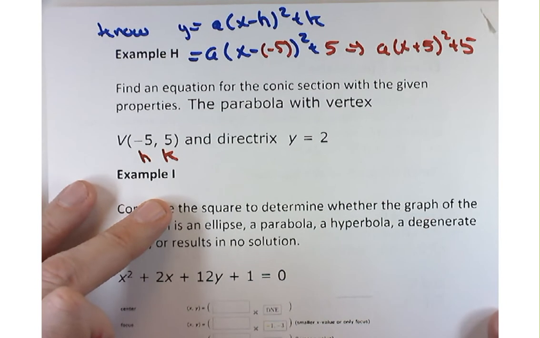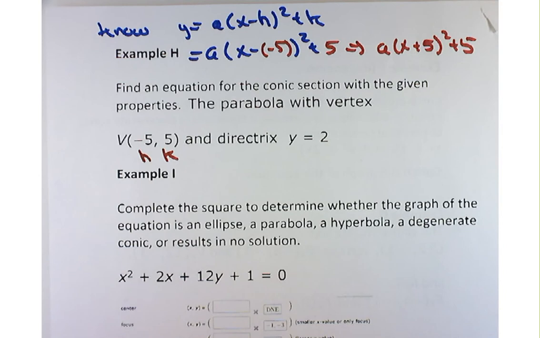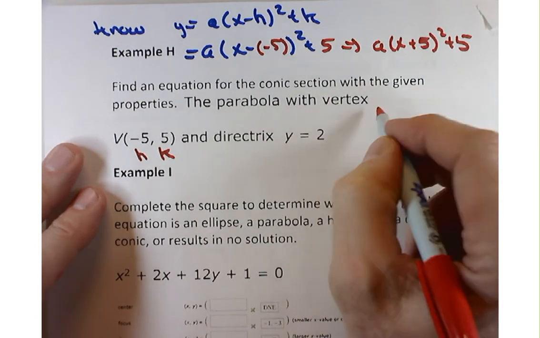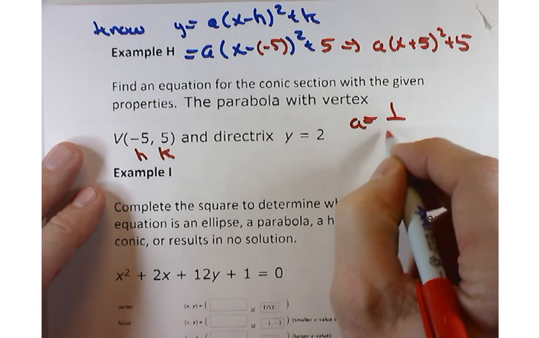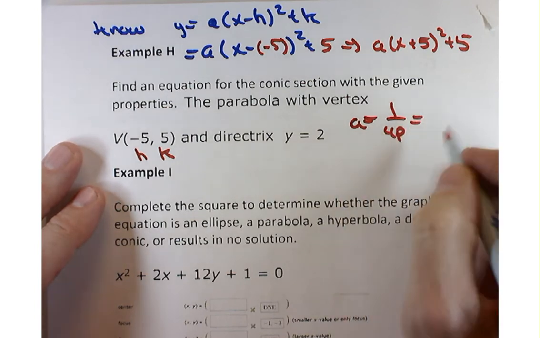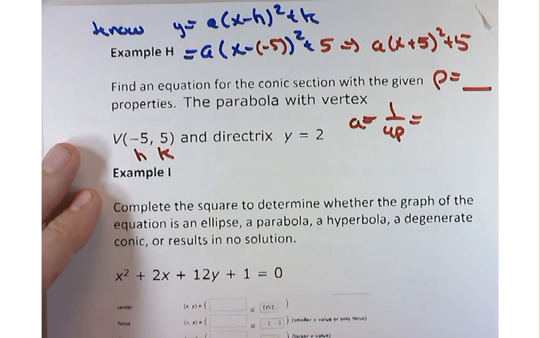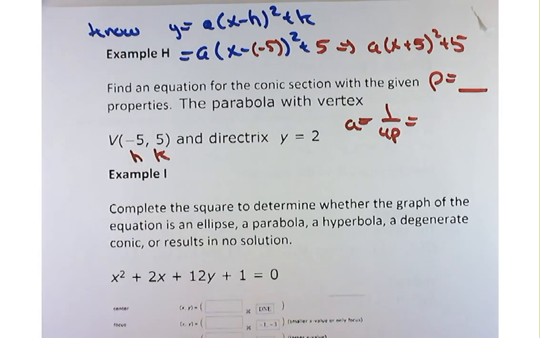Now the only thing left we have to determine is, well, what's a? What is a in this case? And for that, we want to look at this relationship: a equals 1/4 times p. So the big question is, what is p? For that, we can look at the graph. Hopefully the graph will help us.